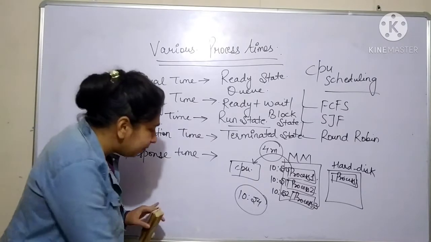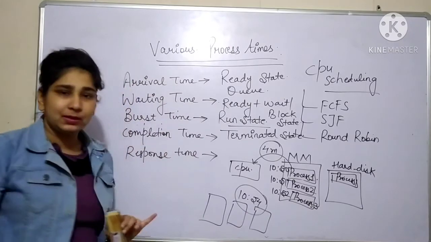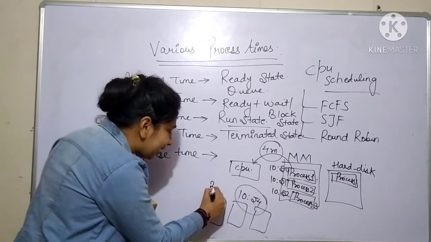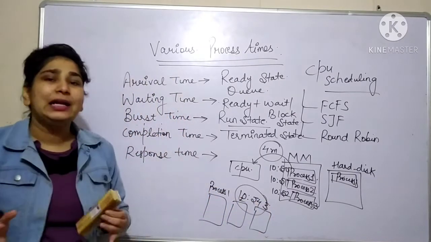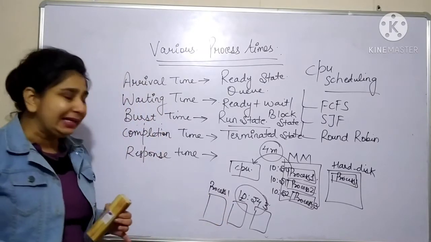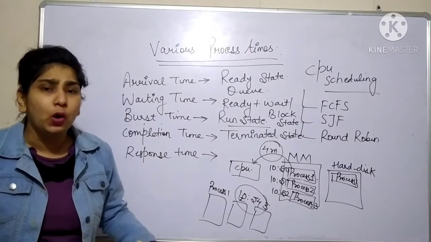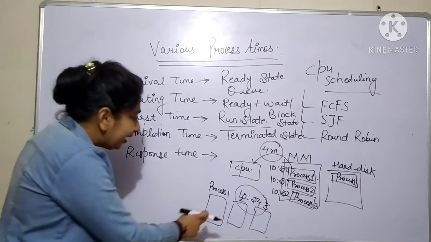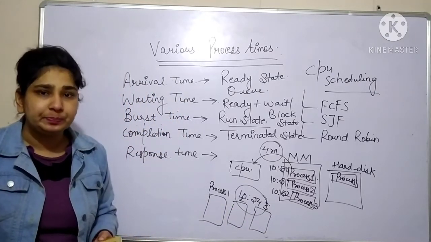We have three processes. We want to execute all these processes concurrently, parallelly. We are not executing one process completely, then the second process. Then there is no way of doing multitasking. So, we are executing all these processes concurrently.